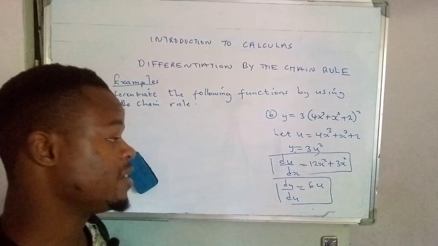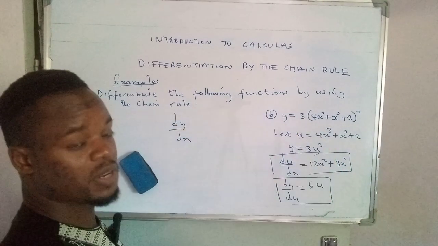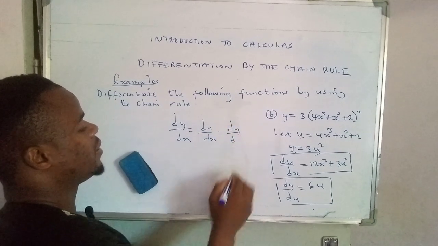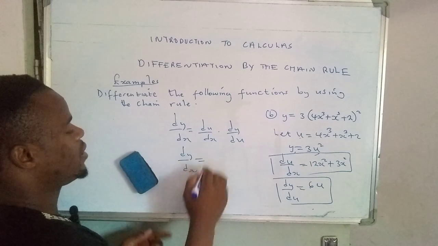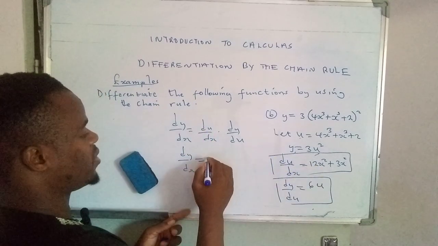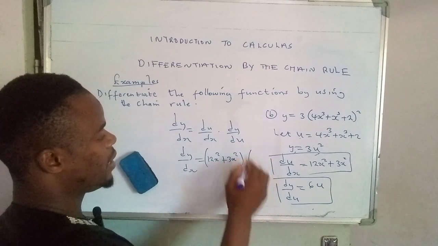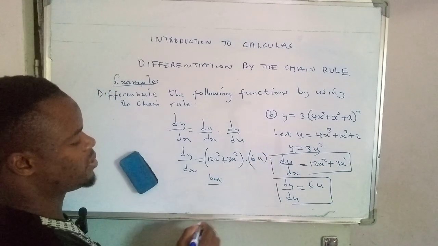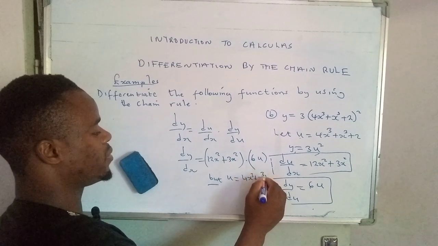After you found the derivatives, the next thing that you do is you apply the formula. Say dy dx is this one which we are differentiating, is equal to du dx multiplied by dy du. And so after you've written this, you simply bring down this and then you plug in the values of these derivatives, du dx is that one. So we're going to write 12x squared plus 3x squared multiplied by dy du is actually 6u. So I'm gonna indicate here to say, but u is equal to, we get back here, u is 4x raised to the power 3 plus x raised to the power 3 plus 2.